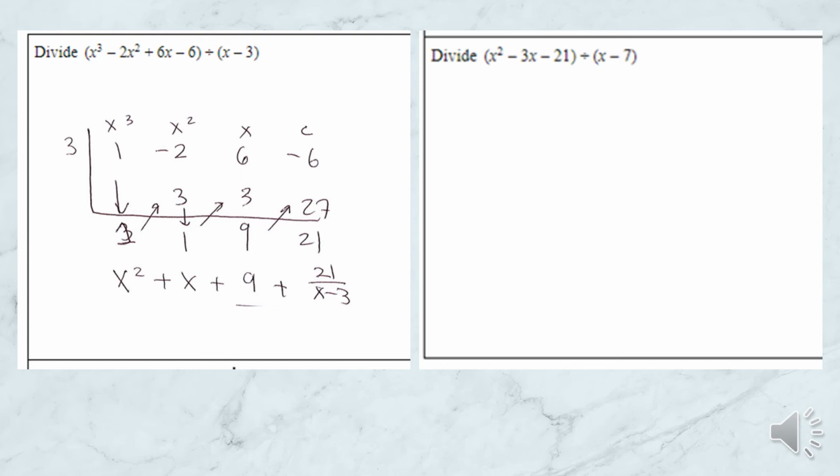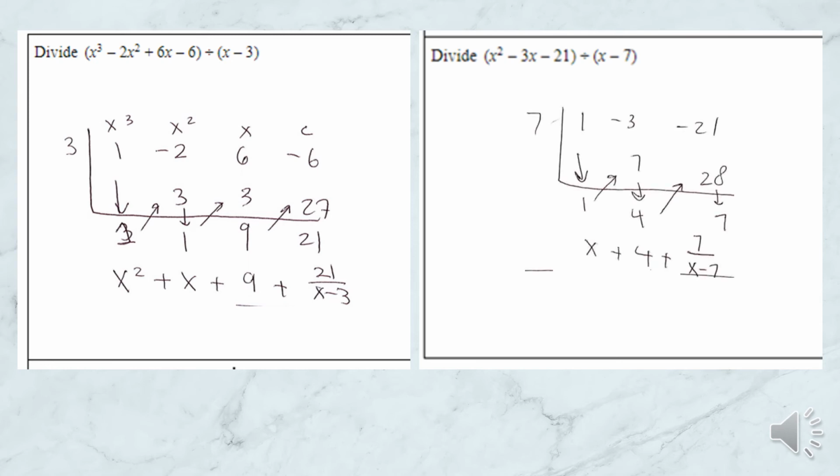I bring down the first term, which is a 1. I multiply it by 3 and place it on the diagonal, and then I add negative 2 plus 3. Then I repeat. 1 times 3 again, I place that number on the diagonal and I add those down to get 9. Then I multiply 3 times 9 and I put that product under the negative 6 and I get a remainder of 21. So my remainder is 21, my constant is 9, my linear term is just 1x, and my quadratic term is 1x squared.